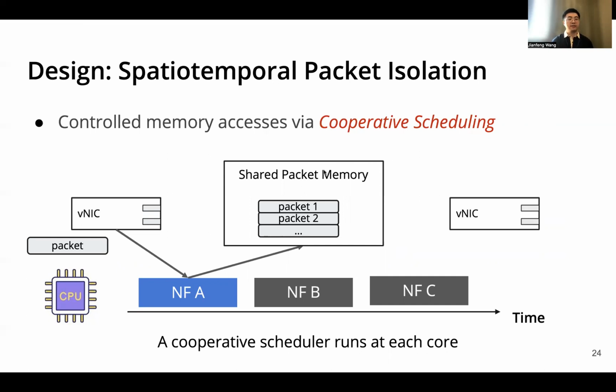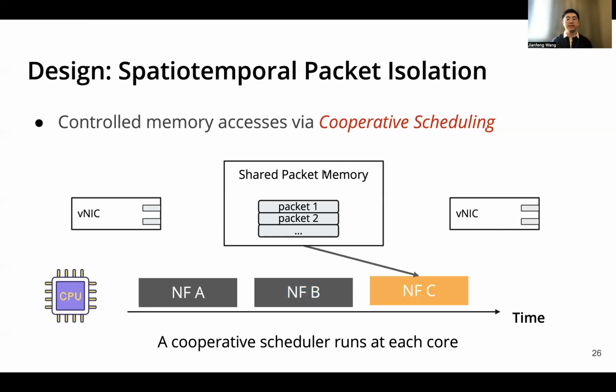Unlike the default Linux scheduler, the cooperative scheduler runs network functions in a totally different way. Each network function runs without interruption until it finishes processing a batch of packets, and then it loses access to the shared packet memory. After that, the cooperative scheduler wakes up the next network function, in this case NF B, and NF B starts to access the shared memory region and then process the batch of packets.